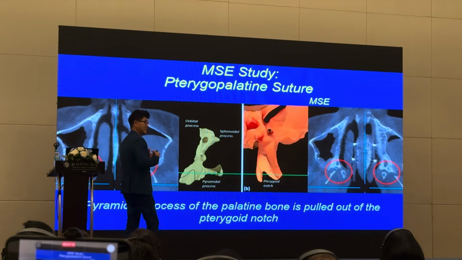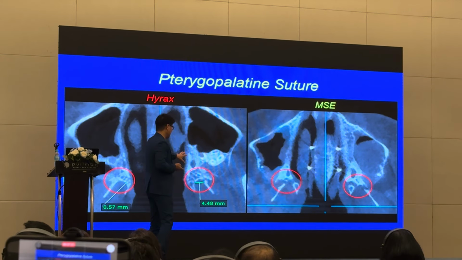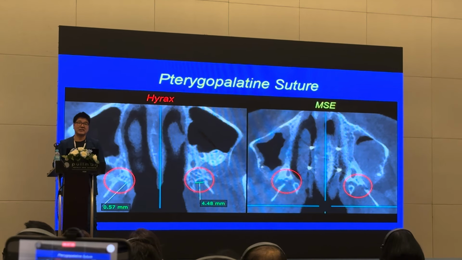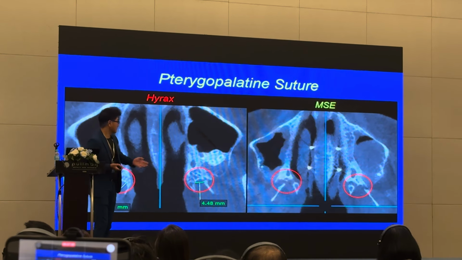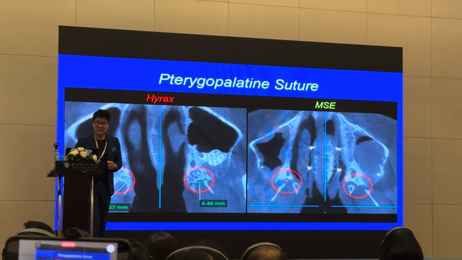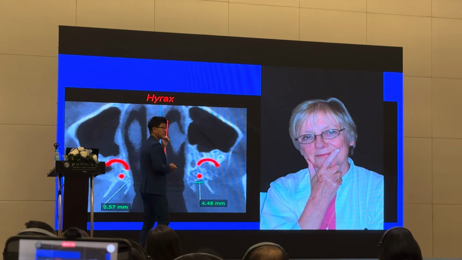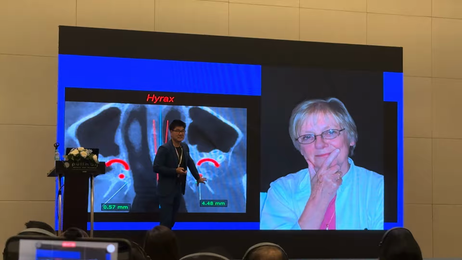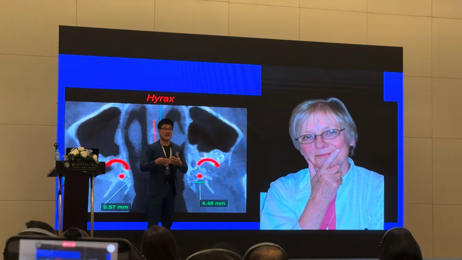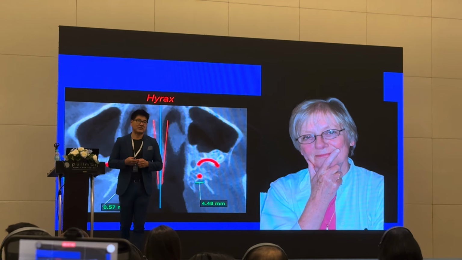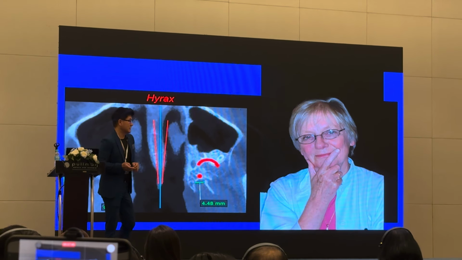It just interlocks. When we looked at the hyrax, the Pterygopalatine suture was very well intact after the expansion, not like MSC. So Dr. Nelson was not wrong. She was right. If you use hyrax, the strength of the suture cannot be overcome. Why? Too strong. Hyrax cannot deliver this kind of force.